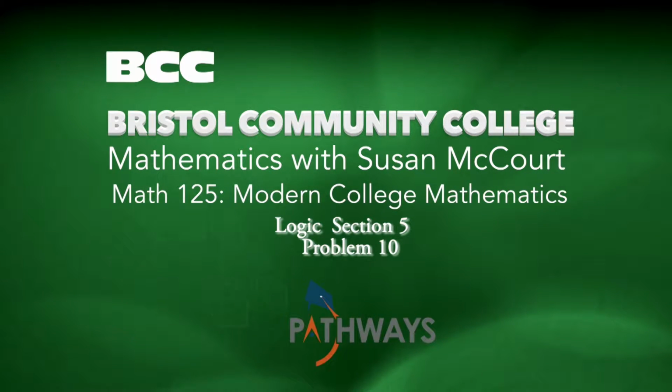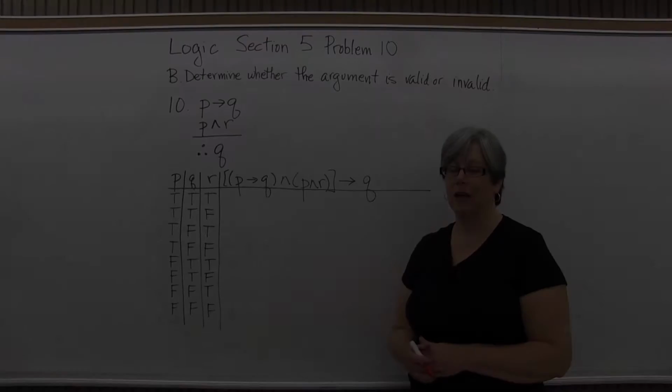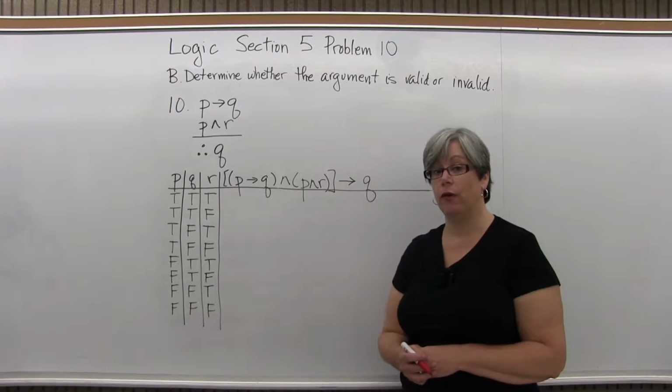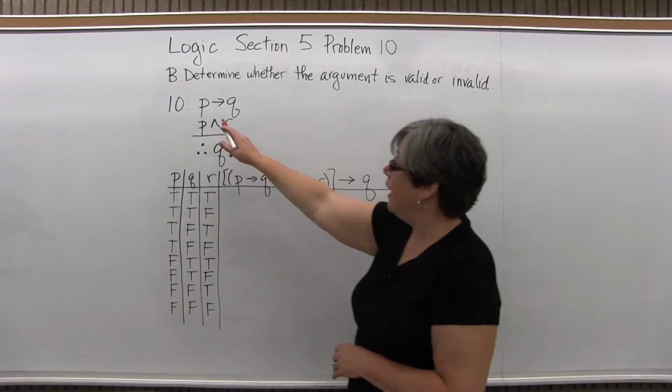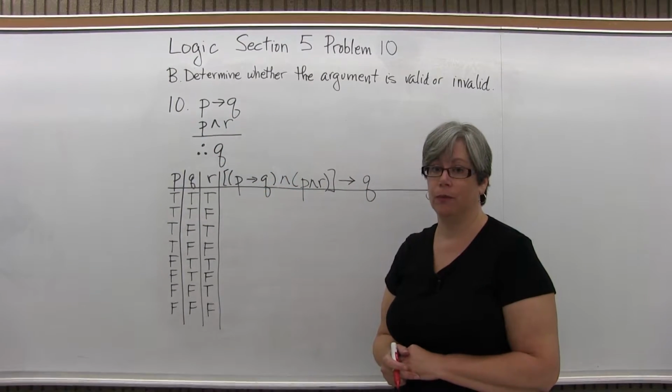Logic, Section 5, Problem 10. Determine whether the argument is valid or invalid. Number 10 has if P then Q, P and R, therefore Q.